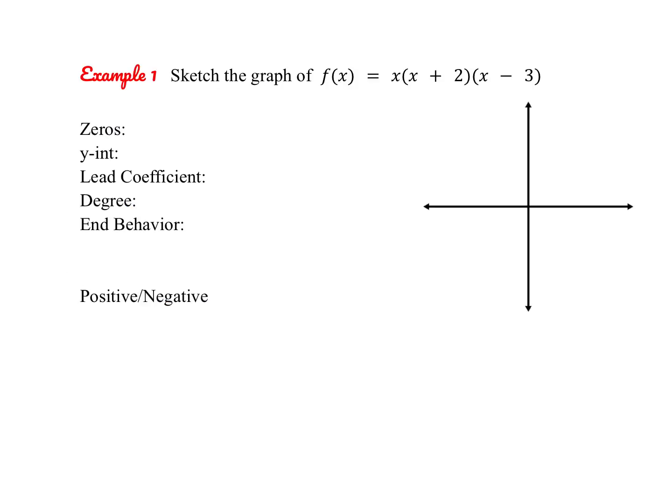Okay, let's give one a try together. So here we have the function x times x plus 2 times x minus 3. So notice this is in factored form. So the first thing we're going to do is list our zeros. So our zeros would be at x equals 0, negative 2, and 3. Remember, our zeros are always opposite of what we see in the factors.